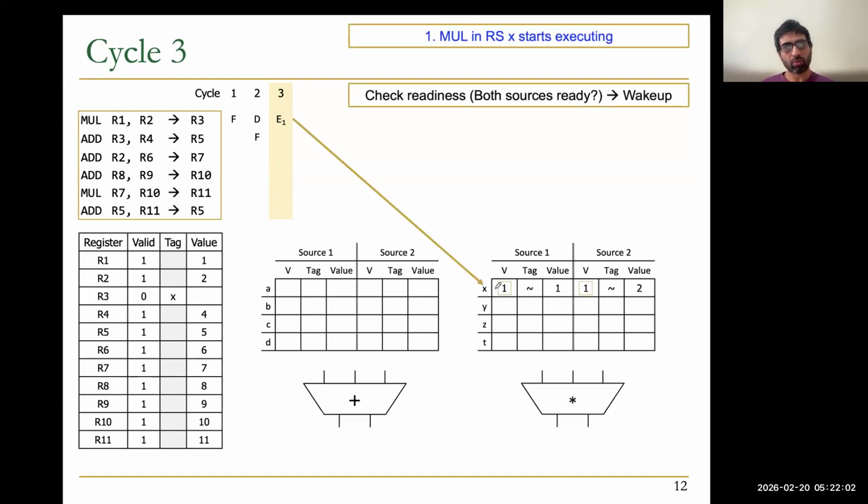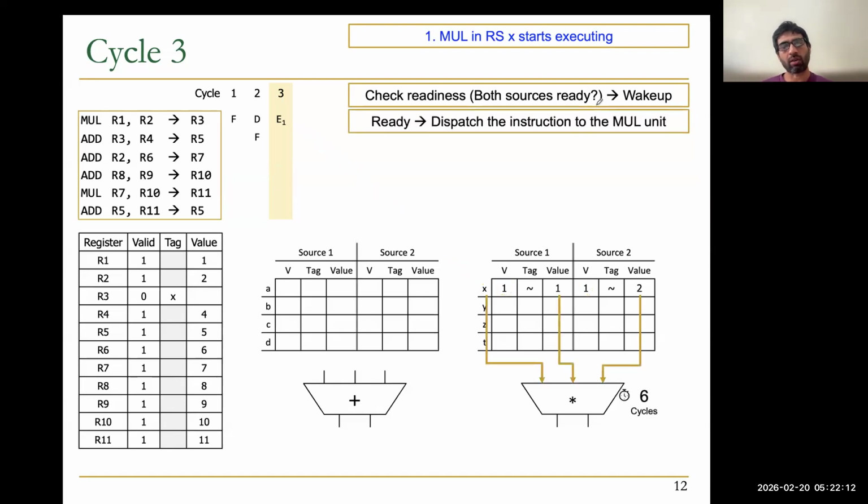So here what we do is that we check the readiness. If both of the operands are ready, we perform the wake up. So wake up means that we allow that instruction to go to the functional unit or multiplier. So we dispatch the instruction to the multiplier unit, and then it will take 6 cycles to complete. And then the next instruction, add, moves to the decode stage.